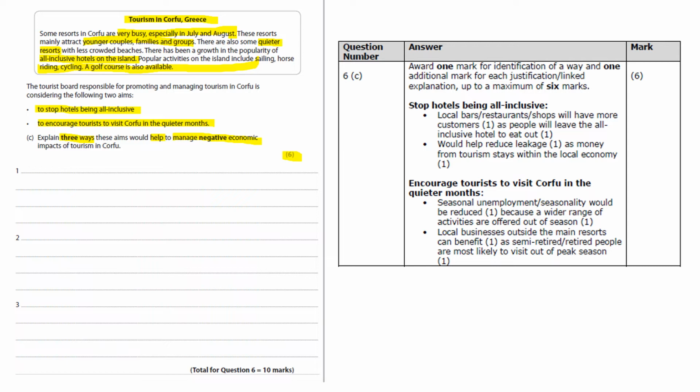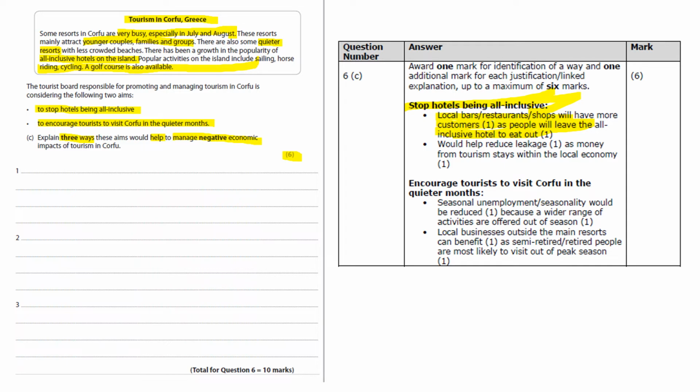The first thing to do is to start with all-inclusive. Now, all-inclusive is basically when hotels offer all the food, all the drink, all the activities included. So if you get rid of those, people will stop spending time in the hotels and go out more. So if you stop hotels being all-inclusive, okay, then if they're going outside, local bars and restaurants will have more customers. Okay, 1 mark, and that will be because people will leave the all-inclusive hotels. That's 2 marks.